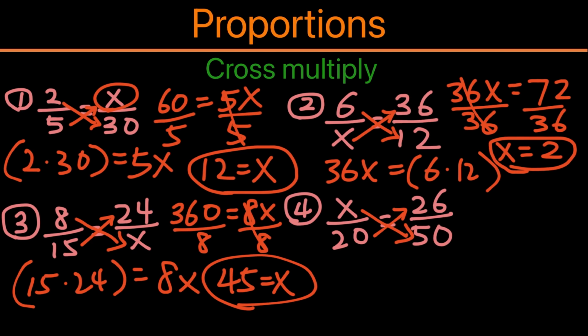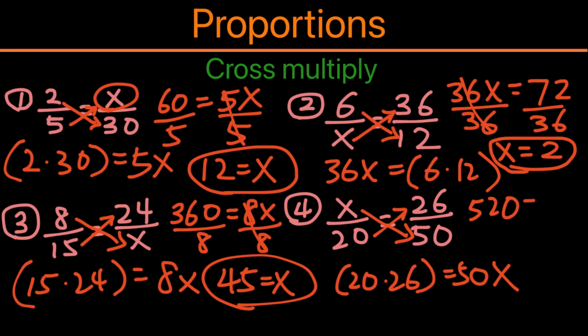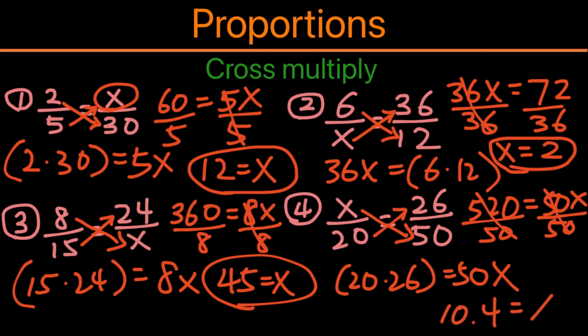So if we go 20 times 26, and it equals 50x, and we will get 520 equal 50x. Then we divide both sides by 50. And we get 10.4 equals x.